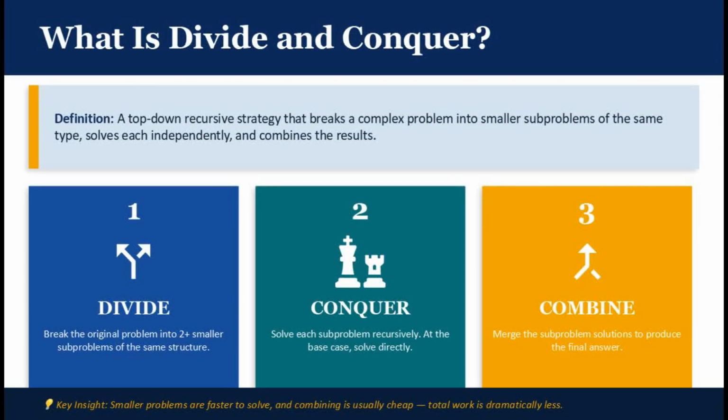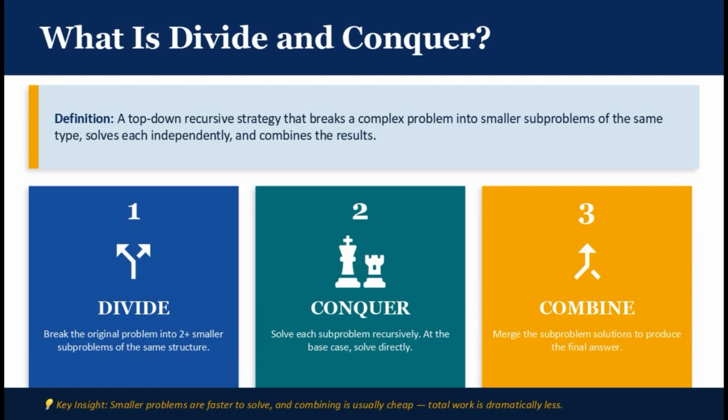So, what exactly is divide and conquer? At its core, it is a top-down, recursive problem-solving strategy. Instead of attacking a huge problem all at once, we reduce it to smaller versions of the same problem, solve those, and combine the results. Every divide and conquer algorithm has exactly three phases. Phase 1, divide. We split the original problem into two or more smaller subproblems. Crucially, these subproblems have the same structure as the original. They are just smaller.